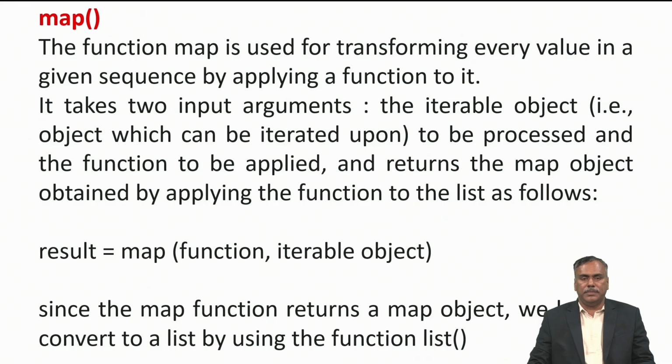That is map with two arguments: the name of the function, that is what function you are going to apply, and the list on which you are going to apply this function, that is the iterable object. Since the map function returns a map object, we convert it to a list by using the function list. Let us look at an example of the usage of this map function.